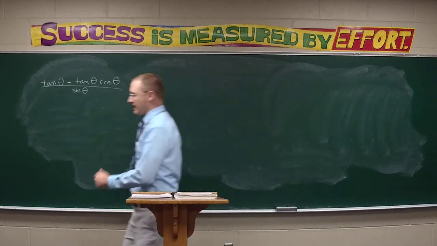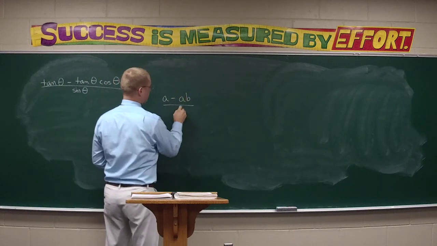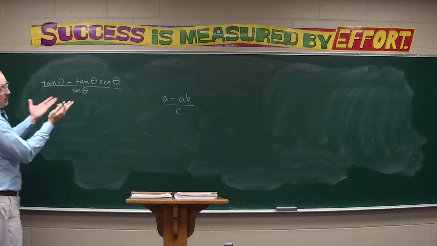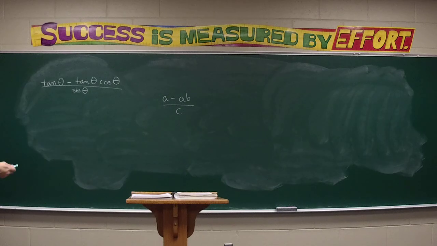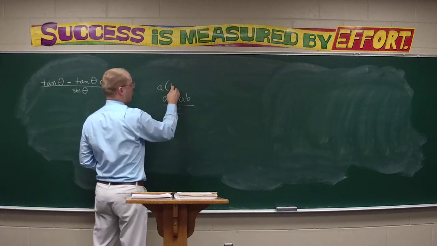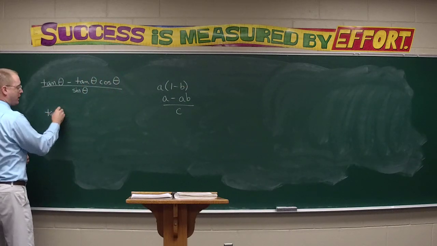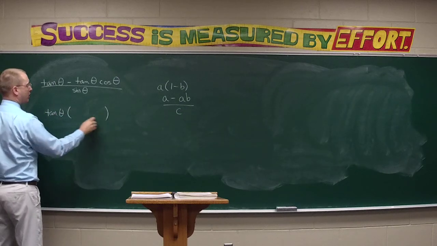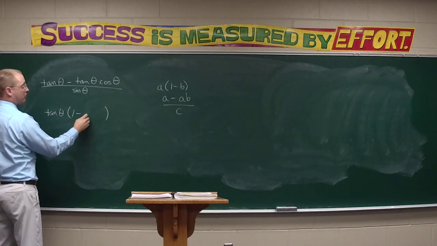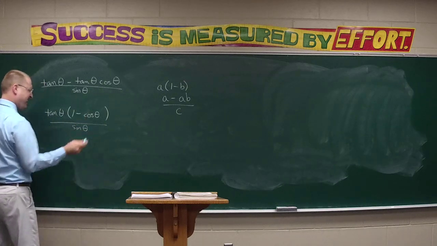It's like having order of operations. It's like an A minus AB all over C. Now, I could do what with the A, I suppose? Pull it out, factor out, right? I suppose I could factor out an A to get 1 minus B. So if I did that, I get a tangent theta times 1 minus cosine theta all over the sine of theta, I guess.